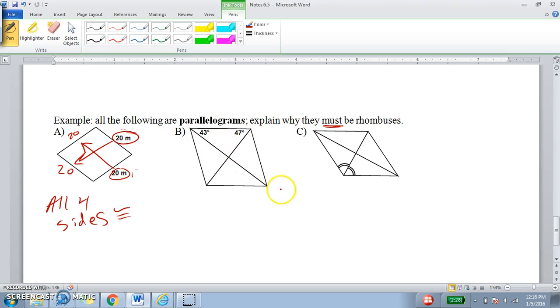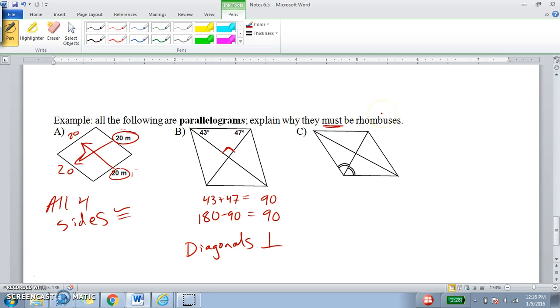Over here, we've got the diagonals drawn in. So to find this angle in the middle, which should be 90 degrees if this is a rhombus, because it needs to be perpendicular if this is a rhombus. So we would add up 43 and 47, which we already have. When we do that, we get 90 degrees. So if I take these two added together and subtract it from 180, 180 minus 90 is also 90, which means this has to be a right angle right here. So since the diagonals are perpendicular, that's why this one is a rhombus.